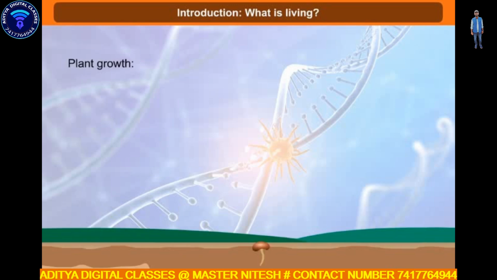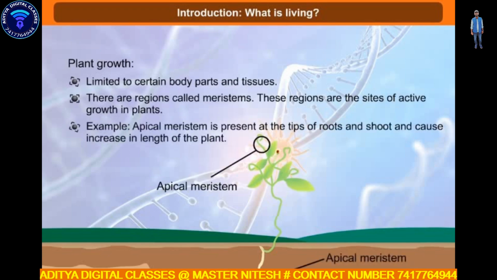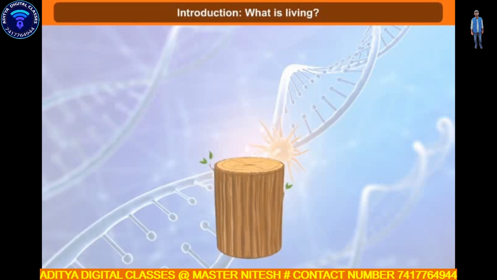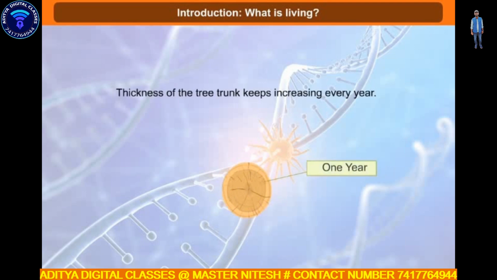Plant growth. Limited to certain body parts and tissues. There are regions called meristems. These regions are the sites of active growth in plants. Example: apical meristem is present at the tips of roots and shoots and cause increase in the length of the plant. Now, in case of trees, the thickness of the tree trunk keeps increasing every year.